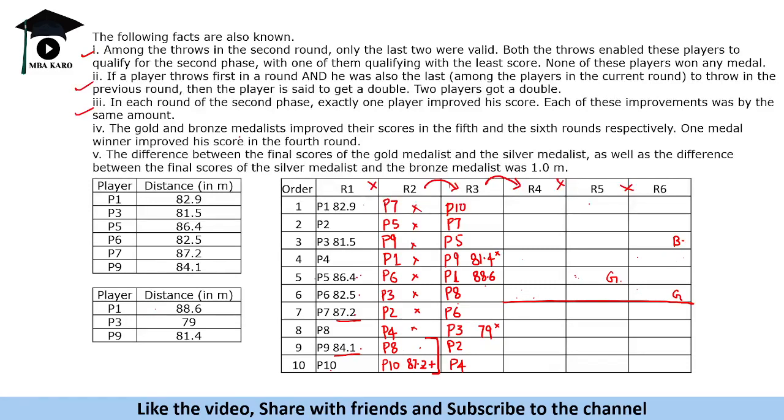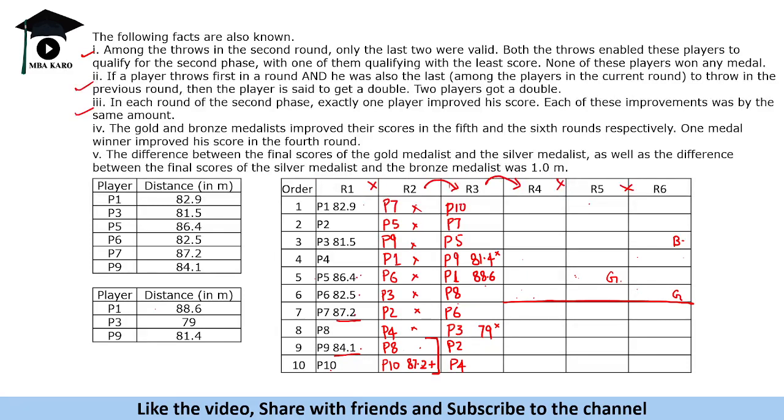One medal winner improved his score in the 4th round. Now that medal winner can be any of gold, bronze, or silver, right? That is not given. So this is ambiguous. The difference between the final scores of gold medalist and silver medalist, as well as between the final scores of silver medalist and bronze medalist, was 1 meter.